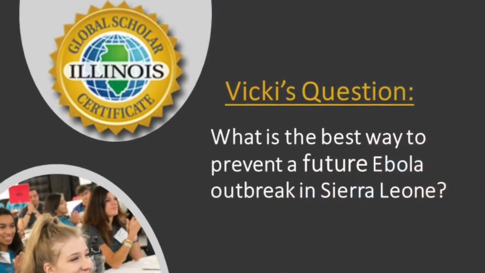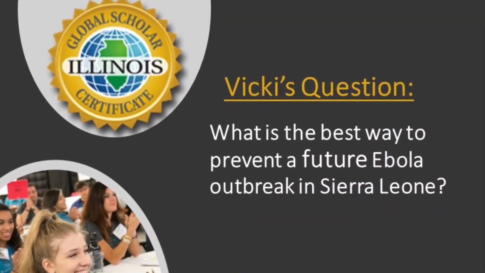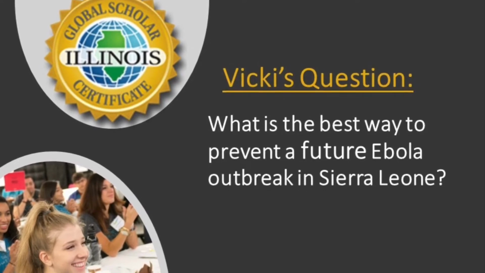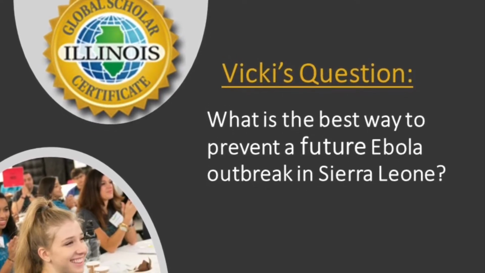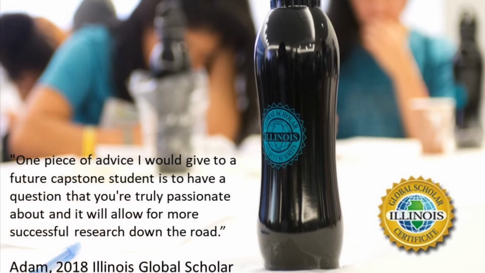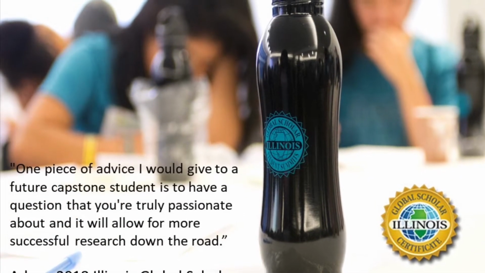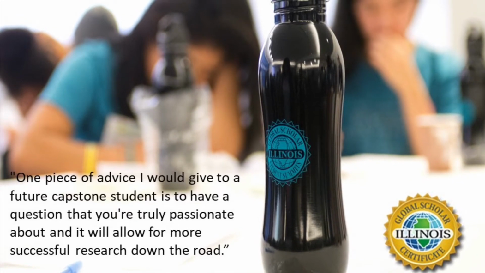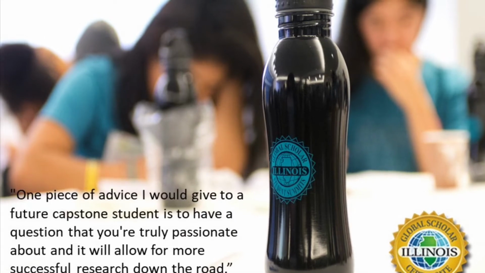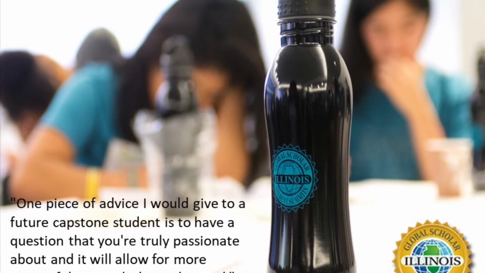An example of a real question comes from 2018 Global Scholar Vicky Hurd, who asked, "What is the best way to prevent a future Ebola outbreak in Sierra Leone?" The issue is Ebola, the place is Sierra Leone, and what makes this question actionable is that the student is seeking to prevent a future Ebola outbreak.